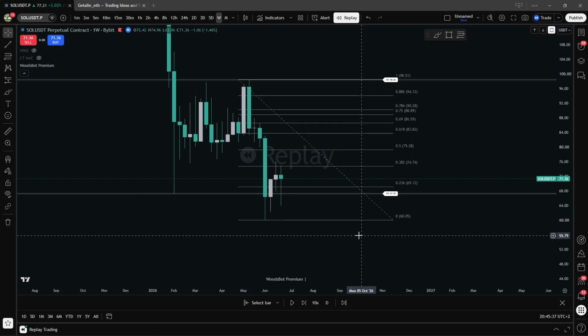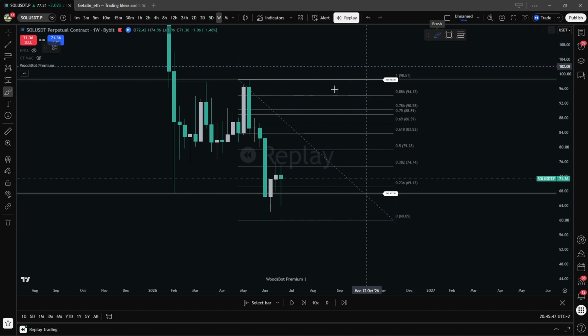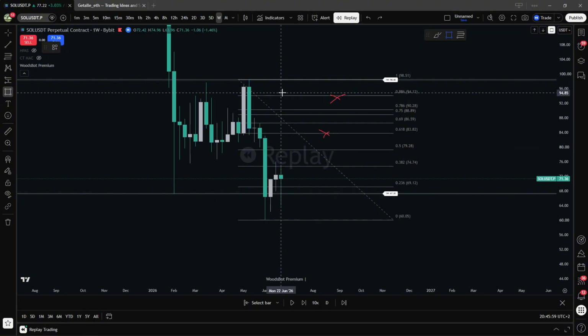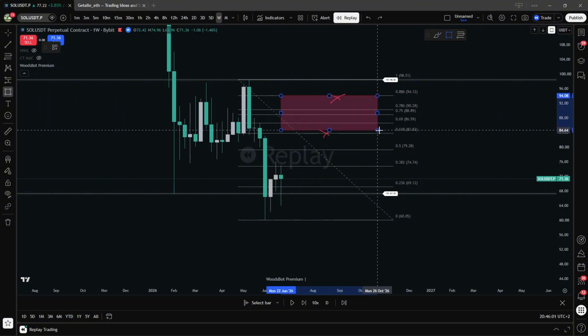Now, I can see there are multiple Fibonacci levels. From my back testing, I have seen that the best levels that work for me are the 0.618 towards the 0.886. These are the levels that have shown the best results. So these are the levels that I'm interested in to enter a short position.